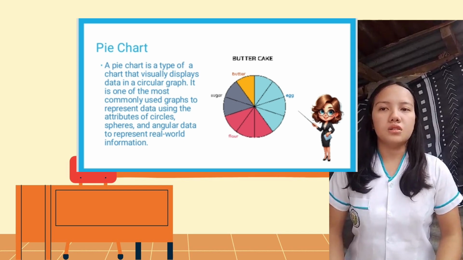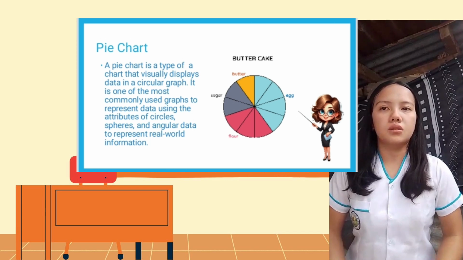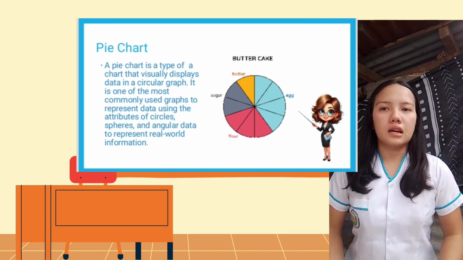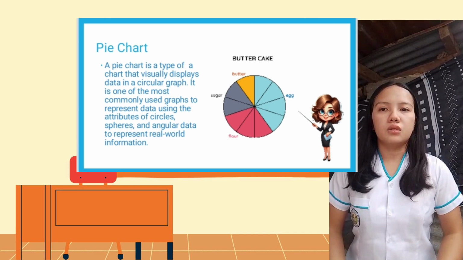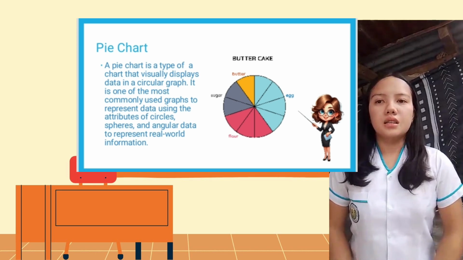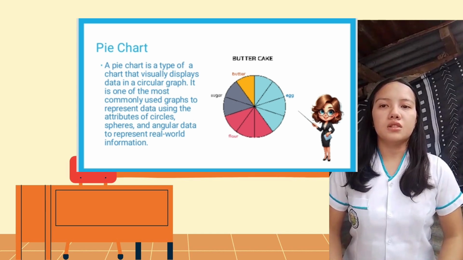So, how does it work? The entire circle represents the total amount of data. Each slice of the pie represents a different category, and the size of the slices is proportional to the percentage of the data that falls into that category. The slices are often labeled with percentages showing what proportion of the whole each category represents.